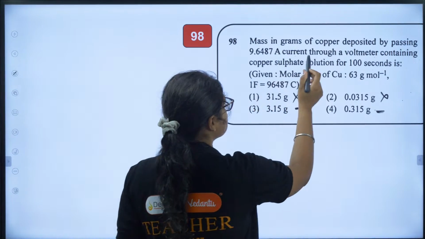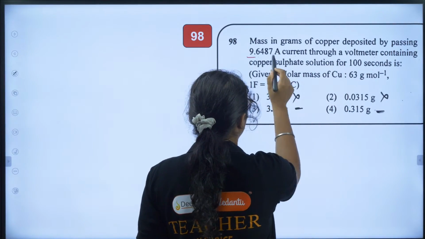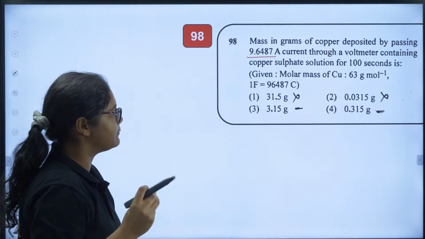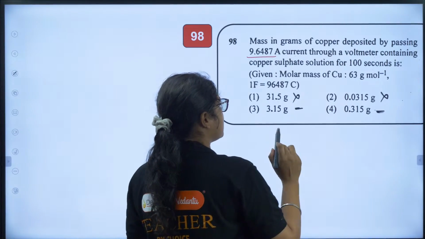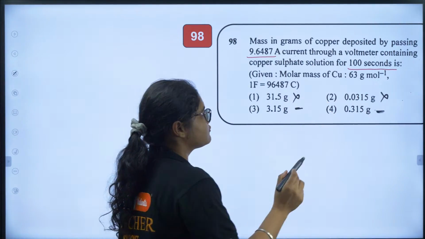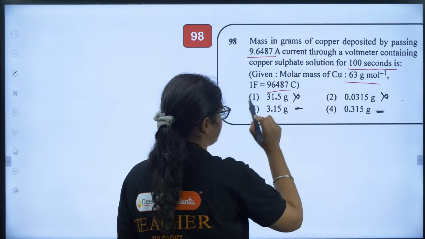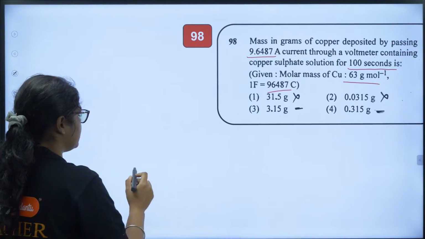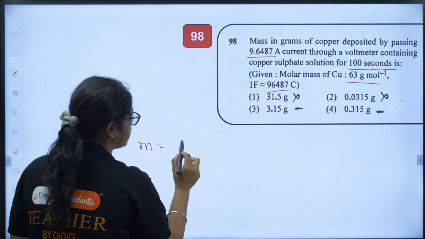The mass in grams of copper deposited by passing 9.6487 ampere current through a voltameter containing copper sulfate solution for 100 seconds is. Molar mass of copper is 63 gram per mole, and 1 Faraday value is also given. Very easy calculation from Faraday's law. M is equal to Z into I into t.